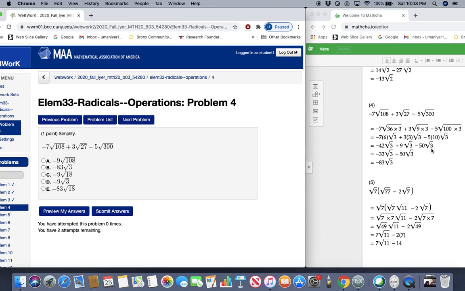These are all like radicals, so combine the whole numbers. Negative 42 plus 9 is negative 33 square root 3. That's these two terms together. Minus 50 square root 3. The third term is still here. Negative 33 square root 3 minus 50 square root 3. Combine the whole parts. Negative 33 minus 50 is negative 83 square root 3.